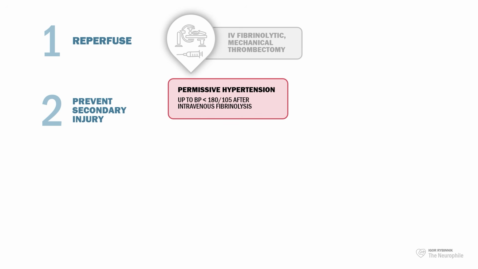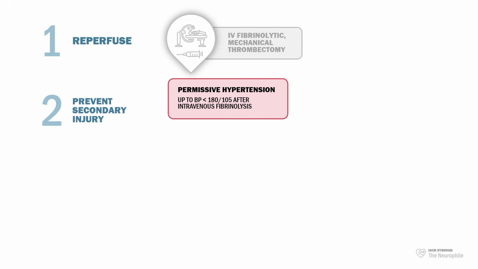First, high blood pressure is the most salient risk factor for hemorrhagic transformation. We typically want permissive hypertension in the setting of acute ischemic stroke, up to 220 over 110 millimeters of mercury, or up to 180 over 105 if tenecteplase is being administered. This is done to reduce the risk of worsening ischemia.